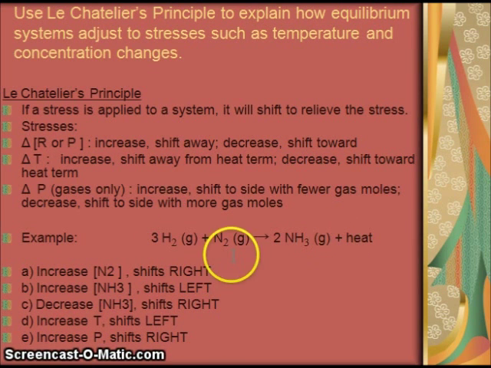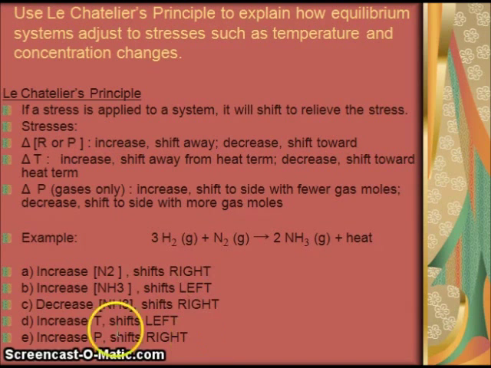Let's consider why this would be. The forward process is going to give off heat. So if we favor the forward process, we're actually going to increase temperature, which would add on to the already increased temperature. However, if we do the reverse process, that's going to take away heat, which will help to cool in response to the stress.